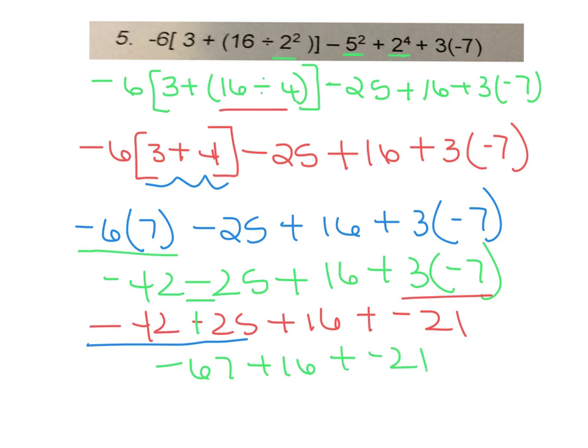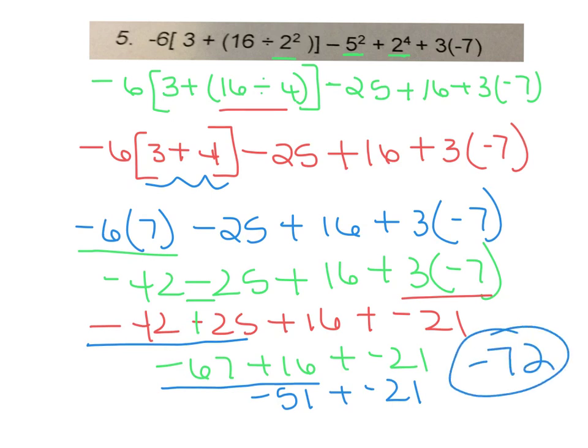If you have trouble with integers, you should be checking these on your calculator. Negative 67 plus 16, different signs, I subtract, that's going to be negative 51. And then lastly, negative 51 plus negative 21, same sign, add and keep the sign, the answer is negative 72.